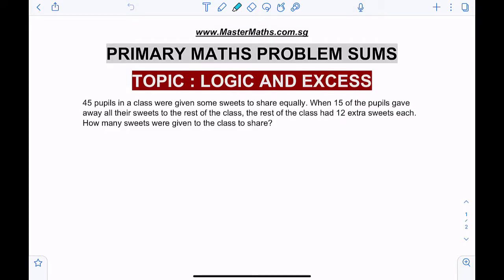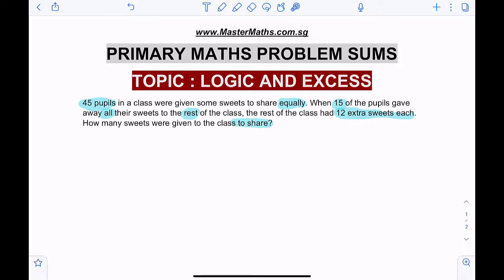45 pupils in a class were given some sweets to share equally. When 15 of the pupils gave away all their sweets to the rest of the class, the rest had 12 extra sweets each. How many sweets were given to the class to share?